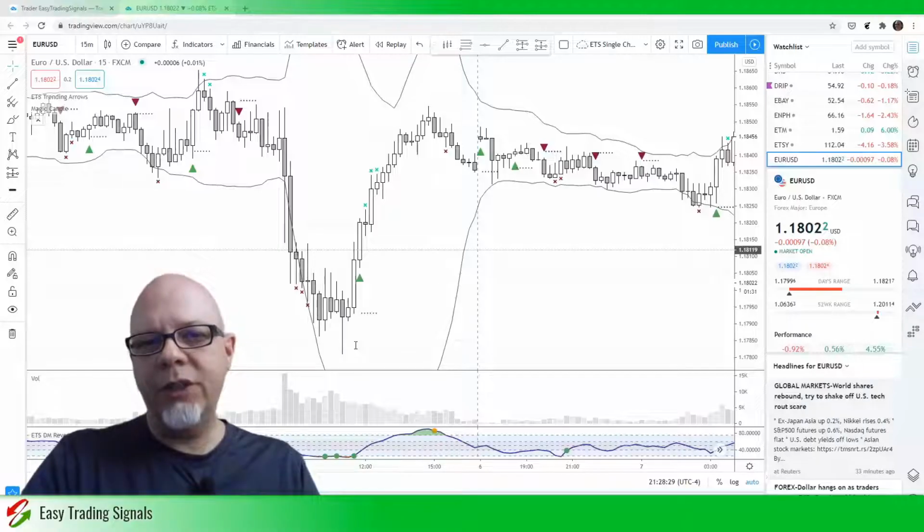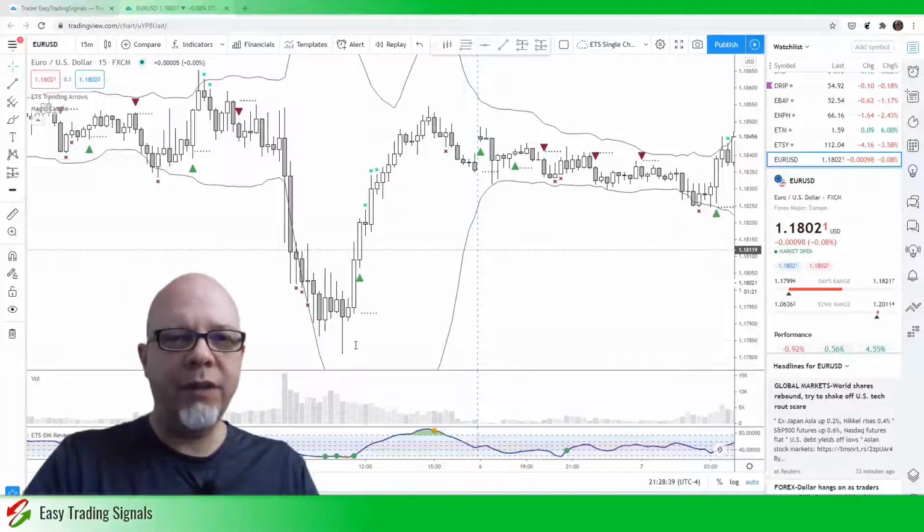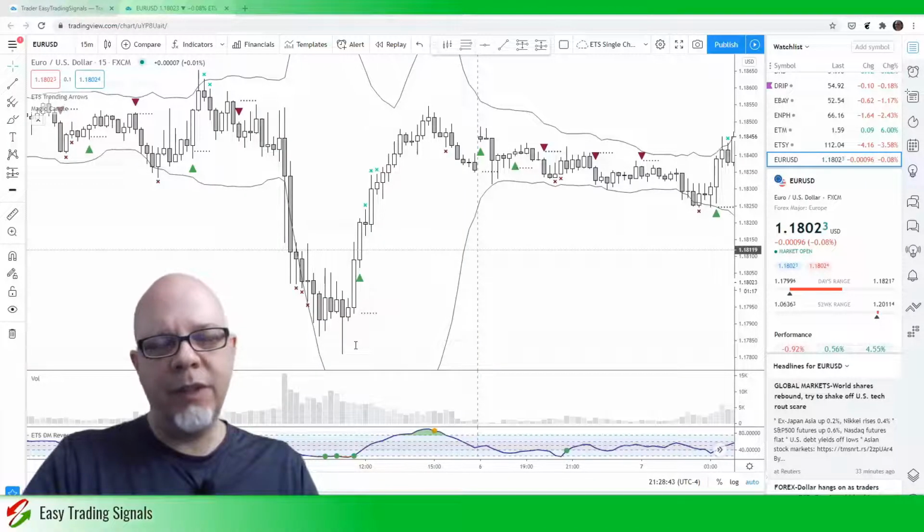So how do you actually use the DeMarker indicator in your trading? Because part of the problem is that the overbought and oversold levels by themselves are not really enough to predict a reversal. You need some additional information or additional indicators in order to actually use it to predict reversals and use that in your trading.